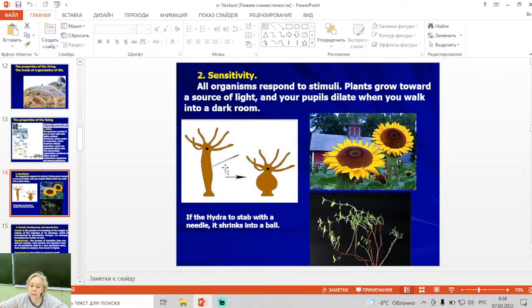Next property, sensitivity. All organisms respond to stimuli. Plants grow toward a source of light, and your pupils dilate when you walk into a dark room. And you see on this picture, if you prod a hydra with a needle, it shrinks into a ball. You see plants grow toward a source of light.